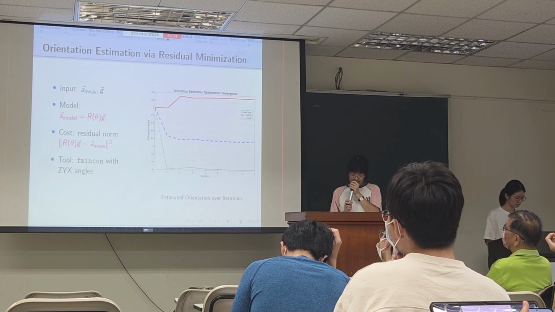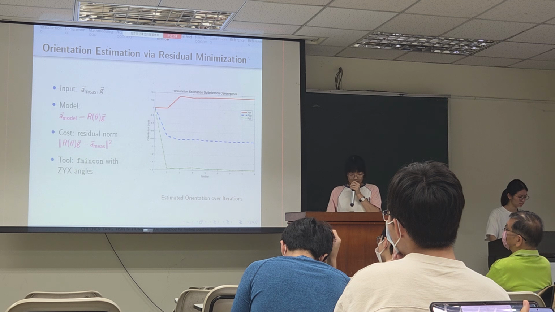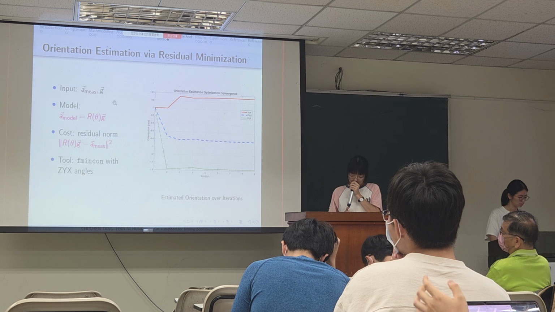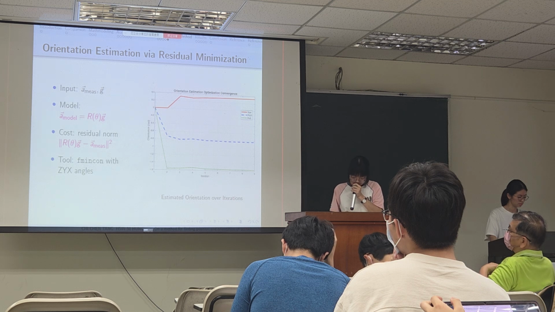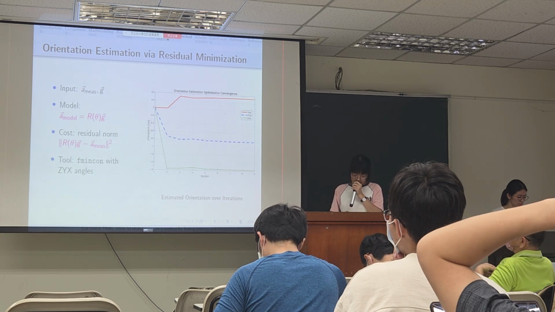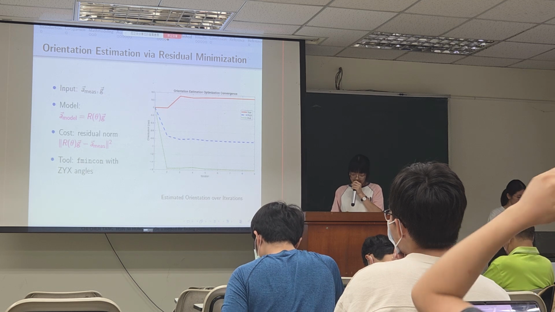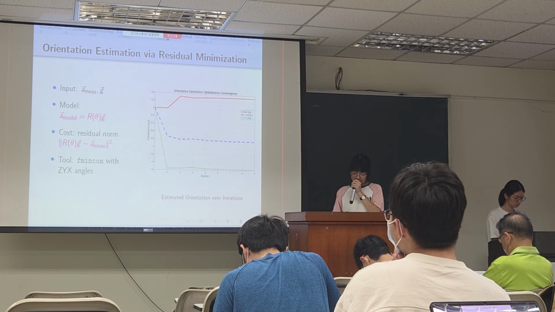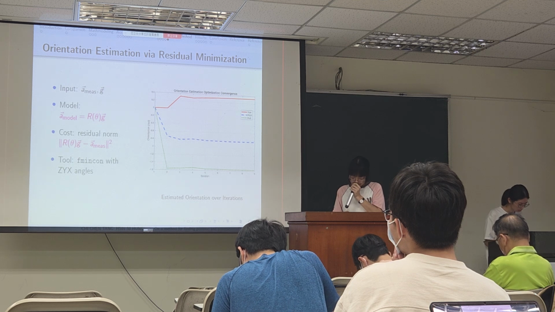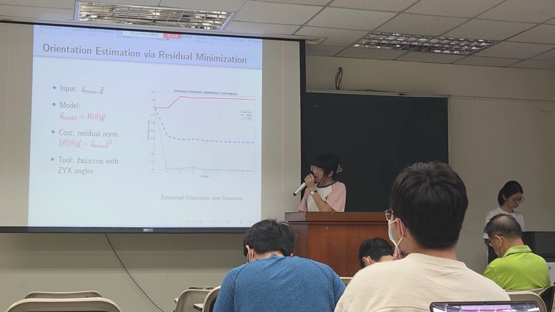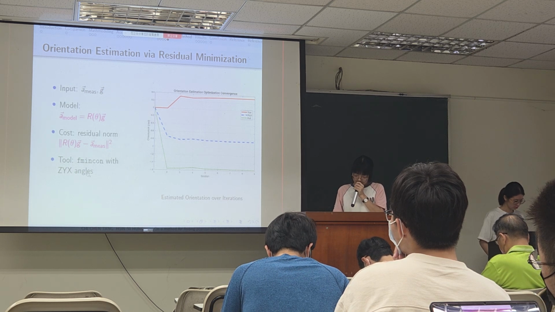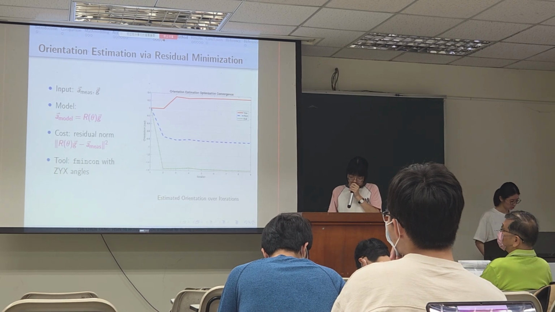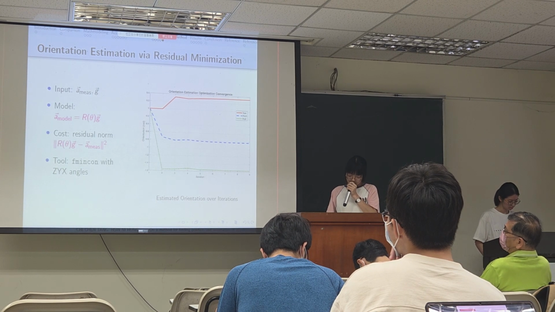Now, let me explain how we estimate the sensor orientation. We start by assuming that the gravity vector is known. Using this assumption, we try to find a rotation matrix, R of theta, that minimizes the difference, or residuals, between the model-predicted acceleration and the actual measured acceleration from the sensor. The optimization variables here are the Z, Y, X Euler angles, which represent the rotation. The plot shows how the accuracy of this estimation improves steadily with each iteration of the solver.